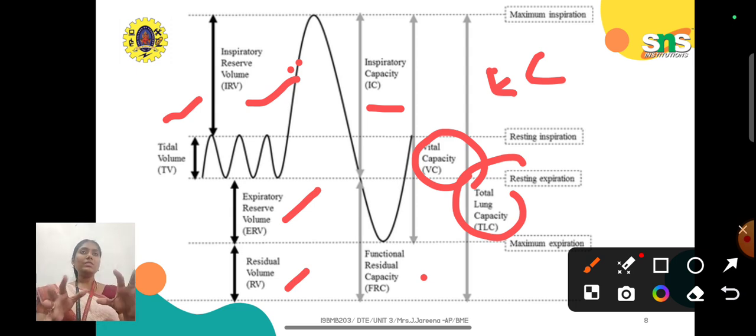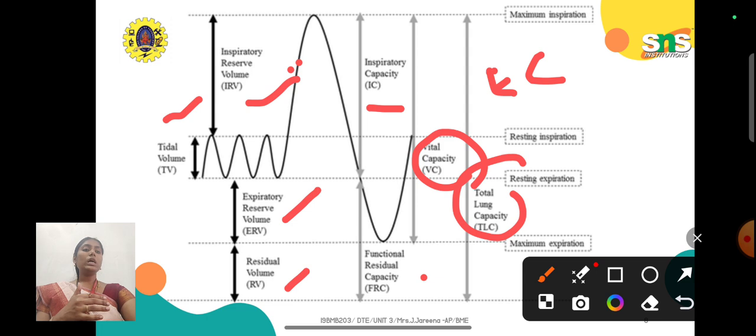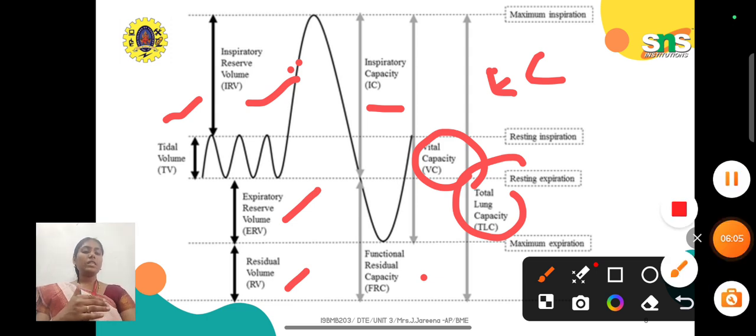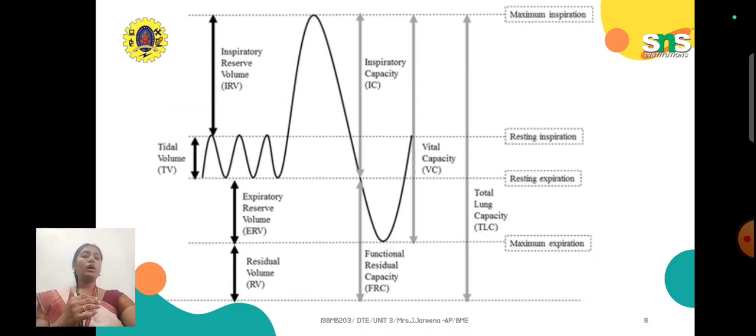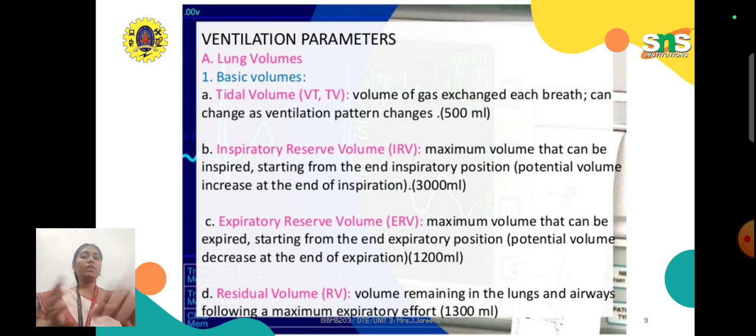With this we have completed the different ventilator parameters. One is lung volume, another one is lung capacity. In the next class we will get directly into the spirometer. The definitions for lung volume and capacity I have given in the next two slides with their standard values.